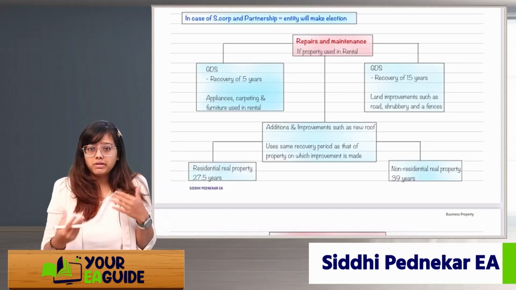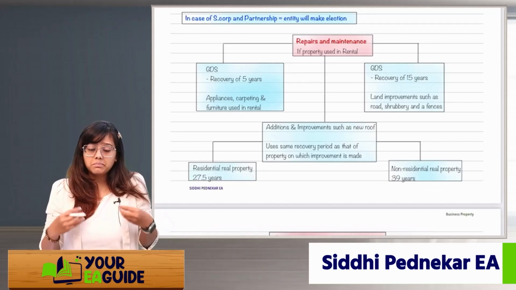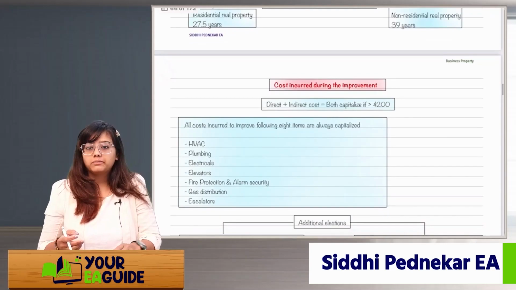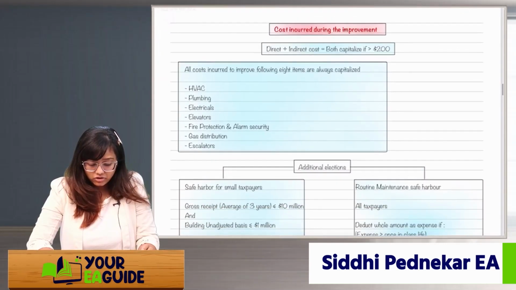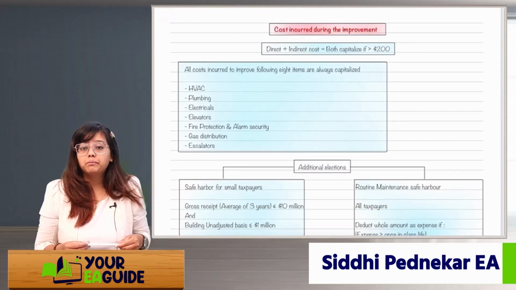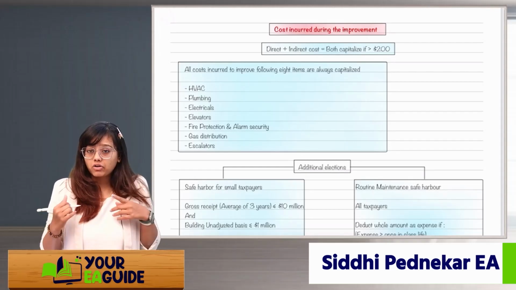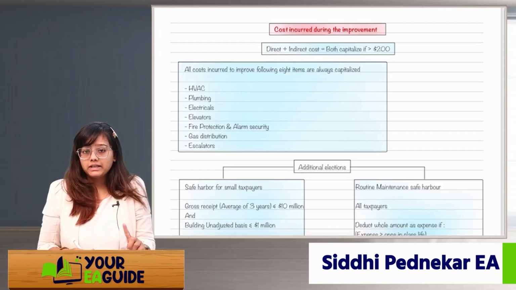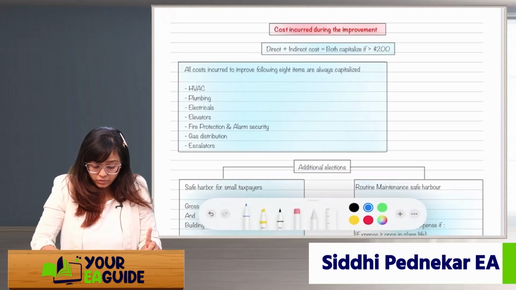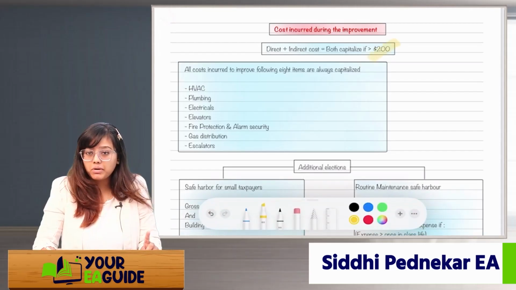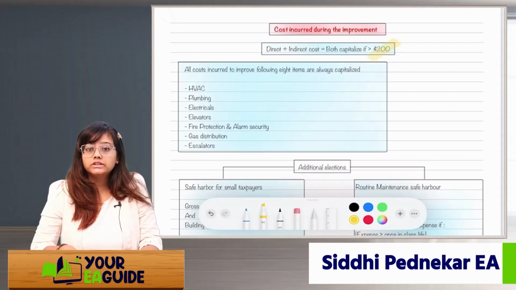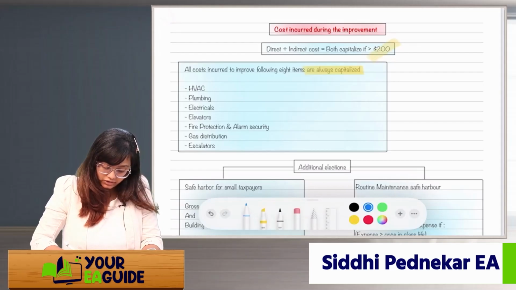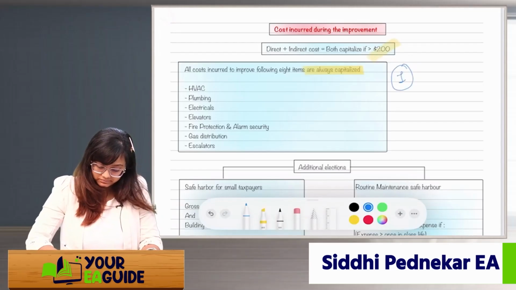Rental property can have repairs and maintenance, and for those repairs and maintenance we have to apply the depreciation method. Next is the cost incurred during the improvement. That cost can be direct or indirect; both will be capitalized if it is over and above $200. All the costs incurred to improve the following 8 items are always capitalized. There will be one question from this topic.